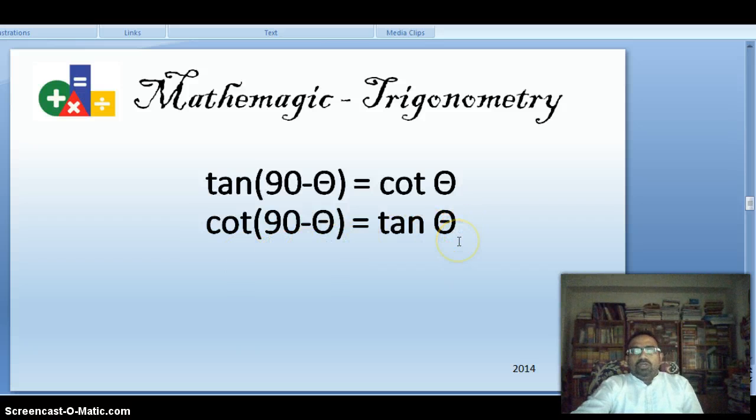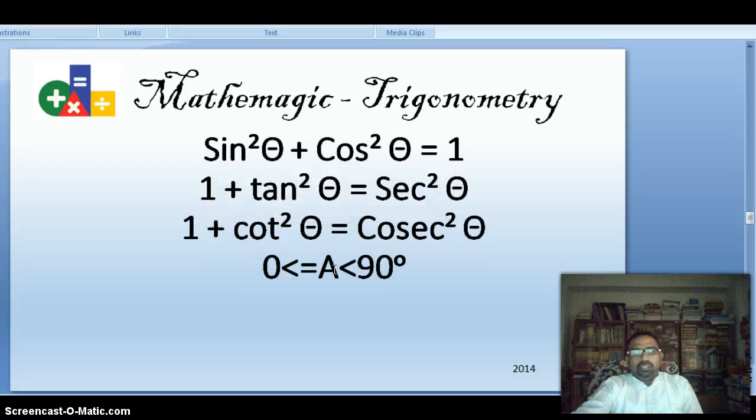So these are very important identities with which various problems can be solved using the knowledge of this identity. We will do those problems in the coming sessions, but these identities have to be learnt, and that will be very helpful to you. And another set of very important identities: sine squared theta plus cos squared theta is equal to 1.